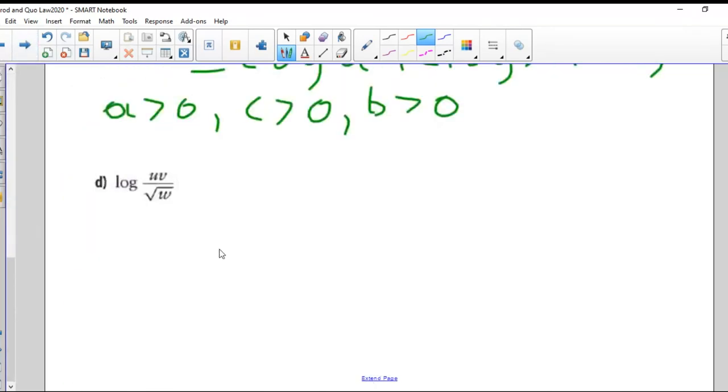So let me take you now to this. Can you give this to me as a sum or a difference, please? U times V divided by the square root of W. Back to you, Shiabun. I'm not letting you off the hook. It's your question. Did you understand what I just showed you? Does that make sense? Okay.